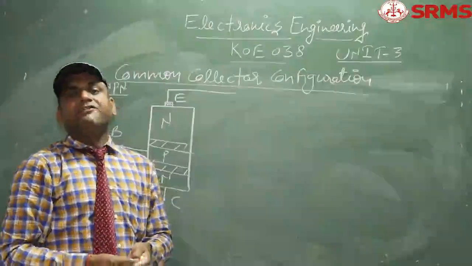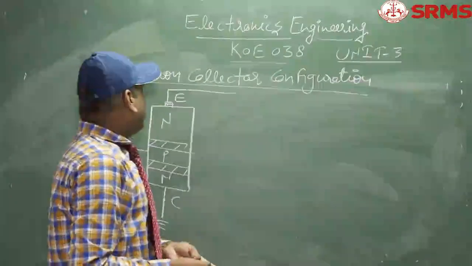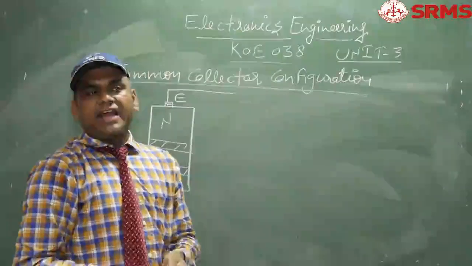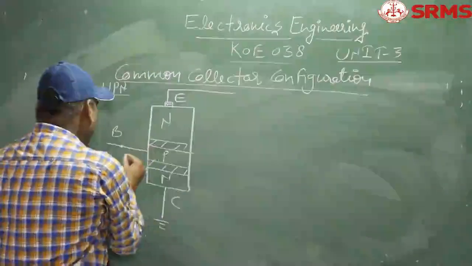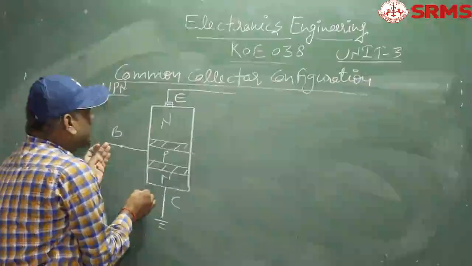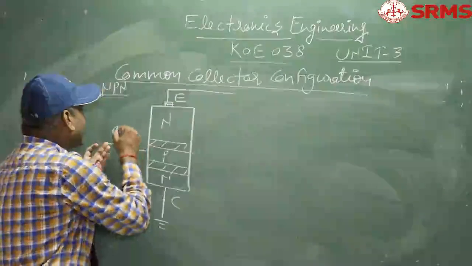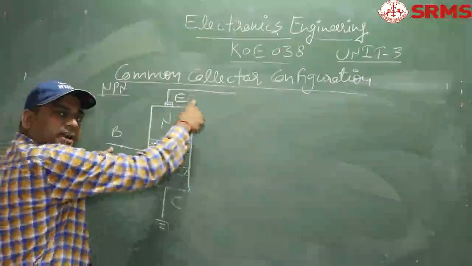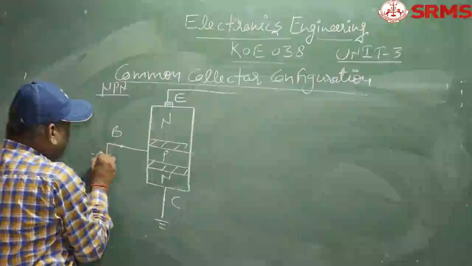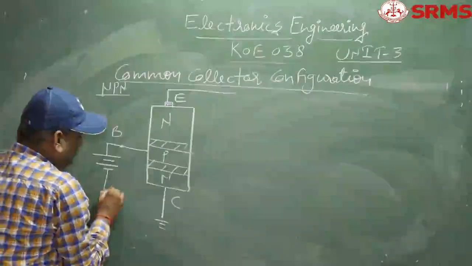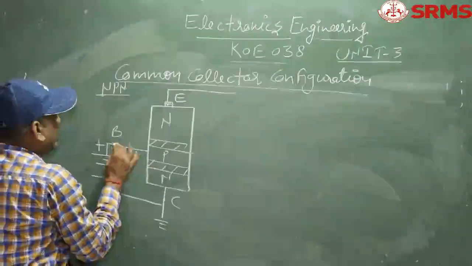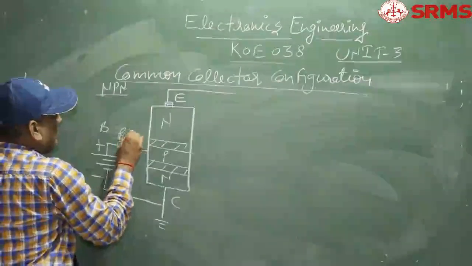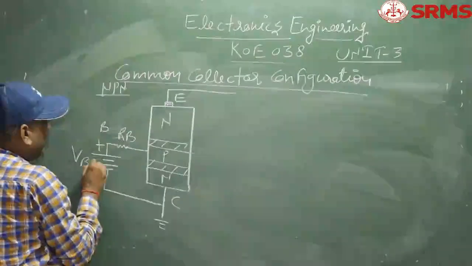For all the configurations, it is well known to all of us that we have to operate the transistor in the active region. That means the emitter base junction is forward biased and the collector base junction is reverse biased. So if you want to make the input junction forward biased, that means you have to apply a positive supply at the P terminal with respect to the emitter terminal. Positive, plus minus, and here you can also introduce a resistance RB, and this voltage VBB.